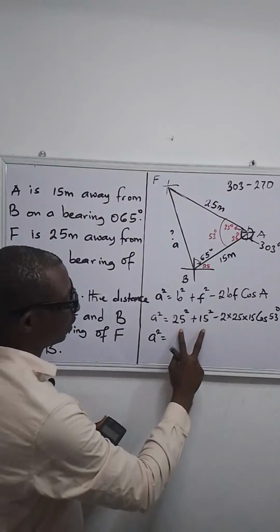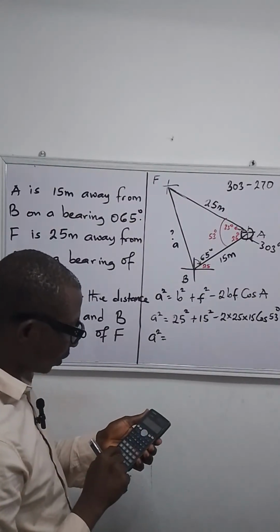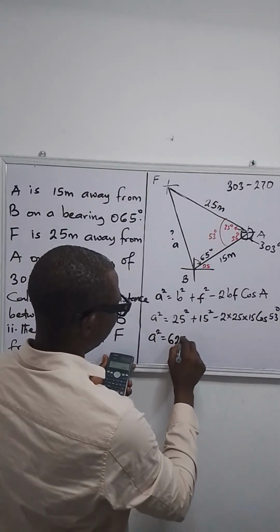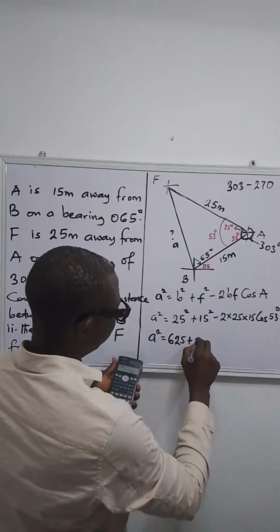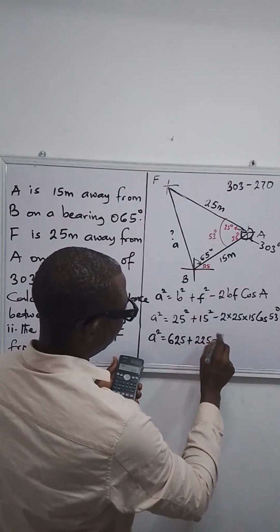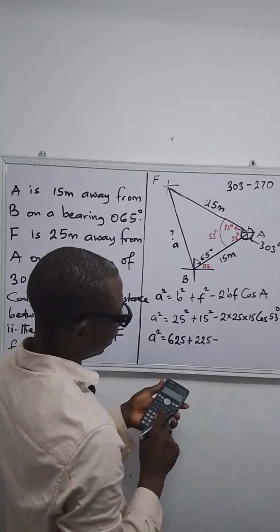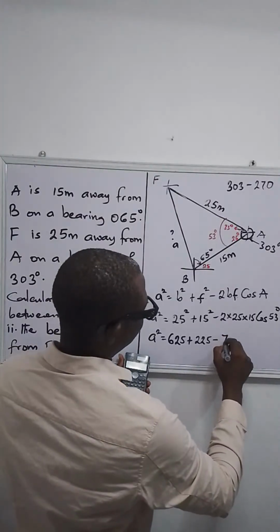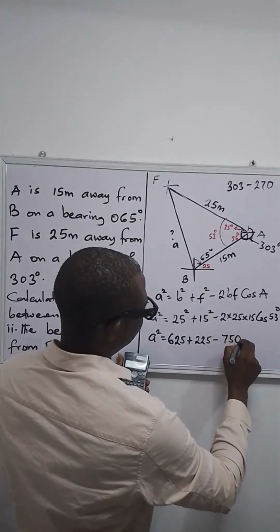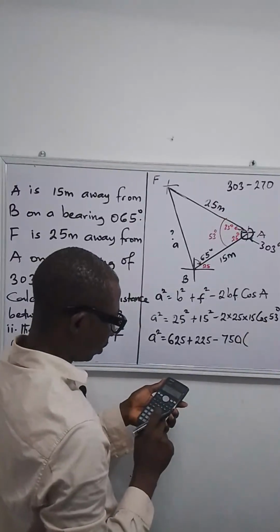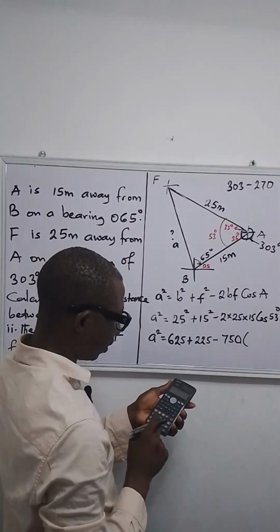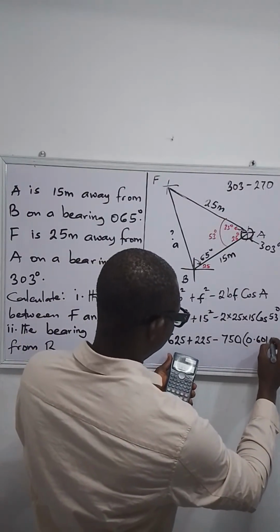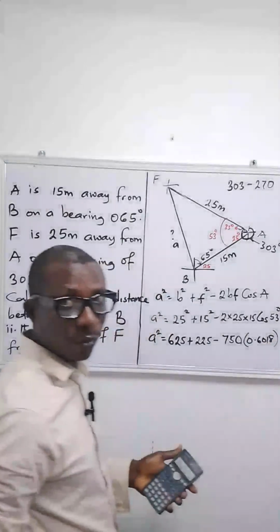All right, so what do we do now? Let us quickly evaluate this and add together. So we have 25 squared. That gives us 625. And plus this, that's 225, right? Now let's multiply this. That is 50 times 15, so we have 750. 750 cos 53. So cos 53 is 0.6018. Okay, I hope you understand that.